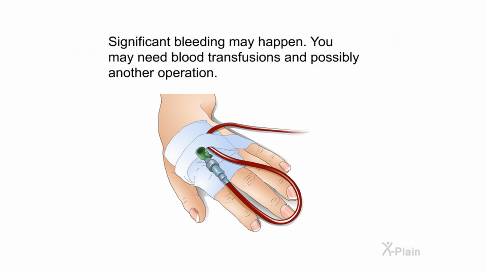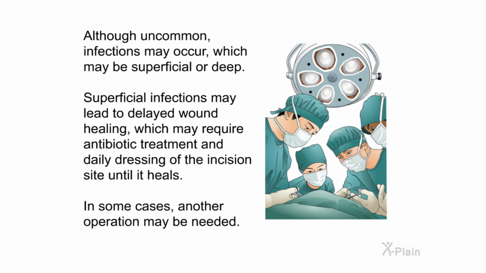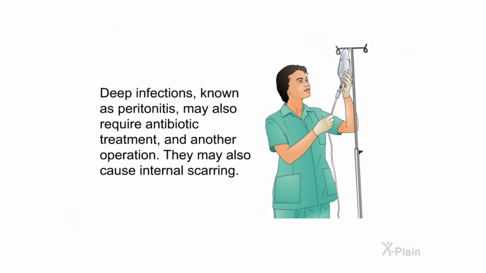Significant bleeding may happen. You may need blood transfusions and possibly another operation. Although uncommon, infections may occur, which may be superficial or deep. Superficial infections may lead to delayed wound healing, which may require antibiotic treatment and daily dressing of the incision site until it heals. In some cases, another operation may be needed. Deep infections, known as peritonitis, may also require antibiotic treatment and another operation. They may also cause internal scarring.